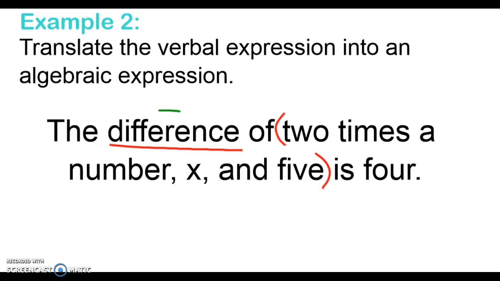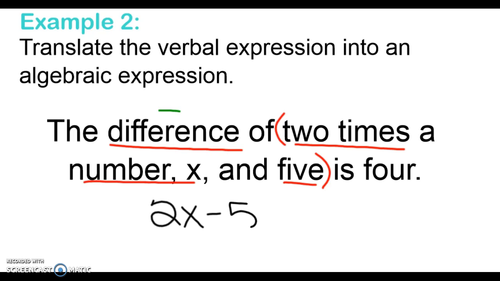All right, so it says that it's 2 times a number, which is x, and 5. So we know that we have to take those two terms right there and subtract them. So we have 2 times a number, so times, that's multiplication, 2 times a number, x, and 5. Now we need to know that this word is means equals, so we want to say that 2 times x minus 5 equals 4.